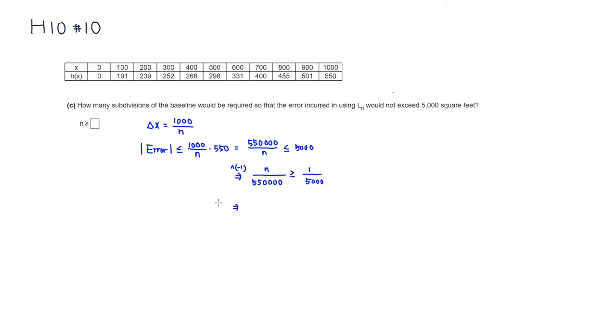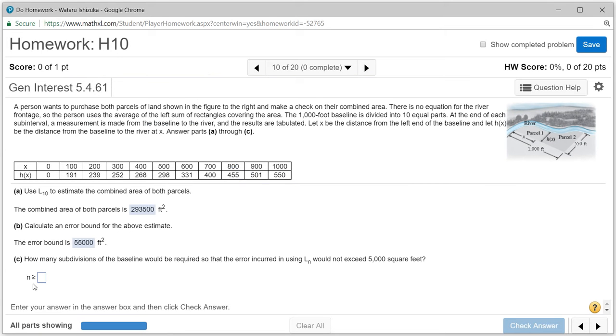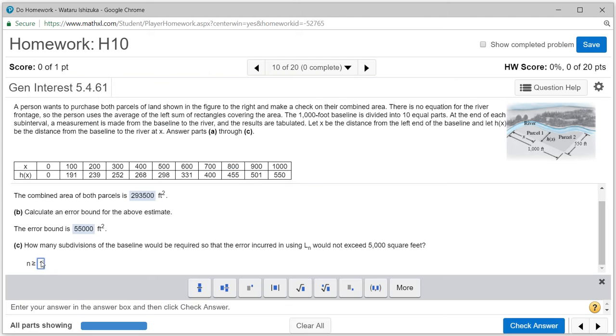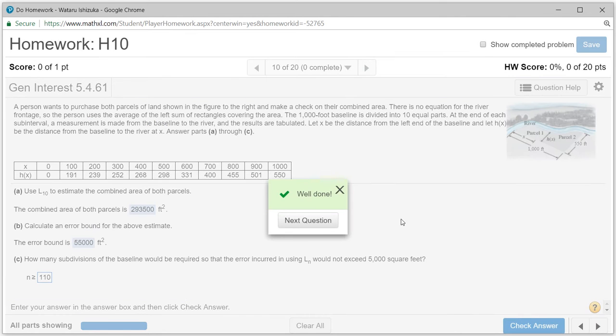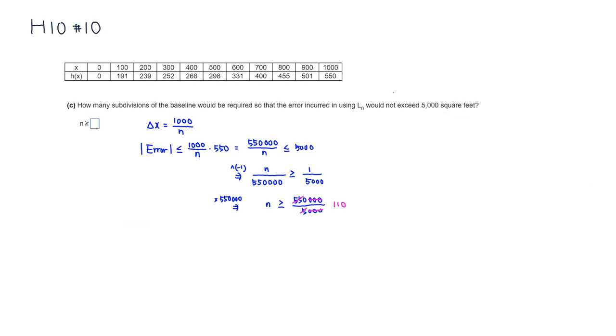Then we can simply multiply both sides by 550,000. So n has to be greater than or equal to 550,000 divided by 5,000. We can cancel three zeros and divide by 5, and it's going to be 110. So we want n to be greater than or equal to 110. Let's type it in. We have 110. Let's check the answer. We got that. That's it. I hope that this was clear.